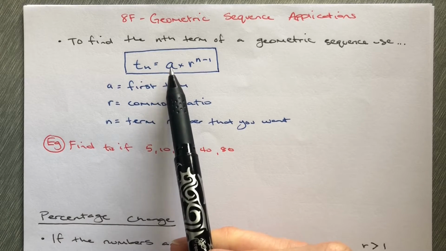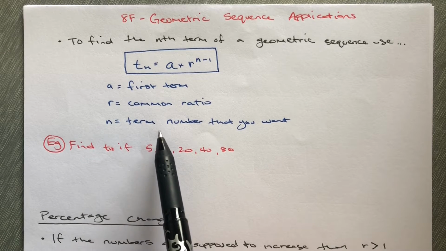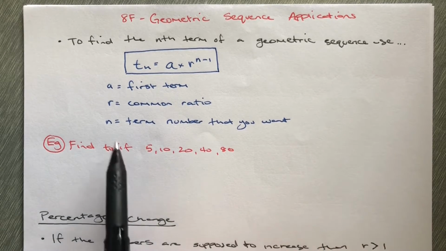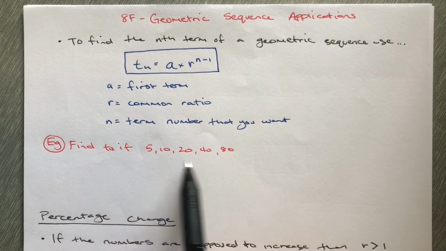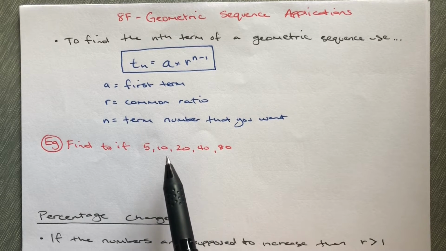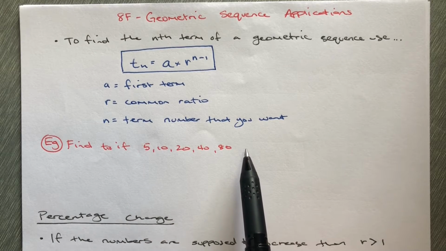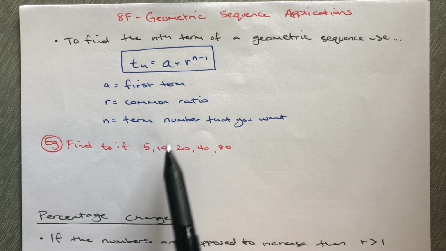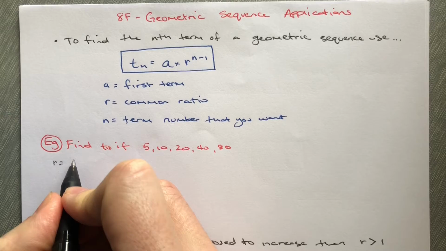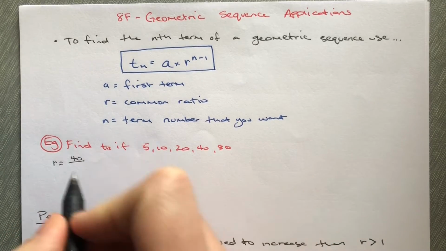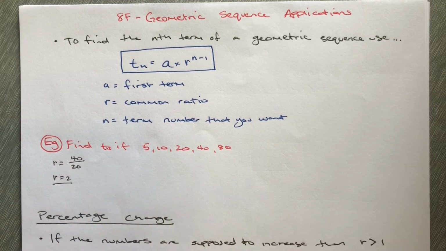A means the first term of the sequence. R is the common ratio, which you might have to find out. And then n is the term that you're actually after. Now, this first question asks us to find the 12th term, T12, if this is our sequence. It looks like our common ratio is going to be 2 because it's doubling each time. But we could find that common ratio by taking any term and dividing it by the number before it. So I'm just going to randomly choose 40 and divide it by the term before it, which is 20. So the common ratio is 2.